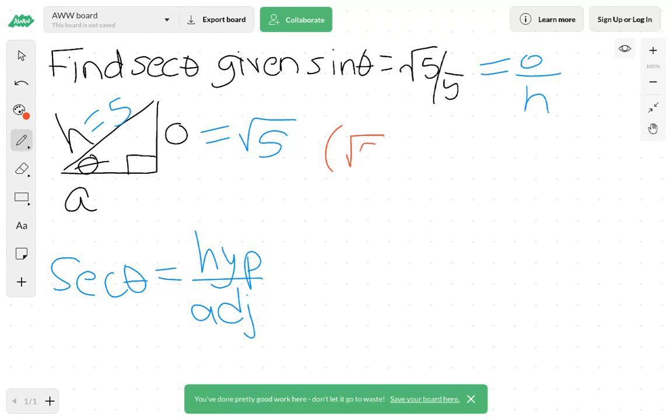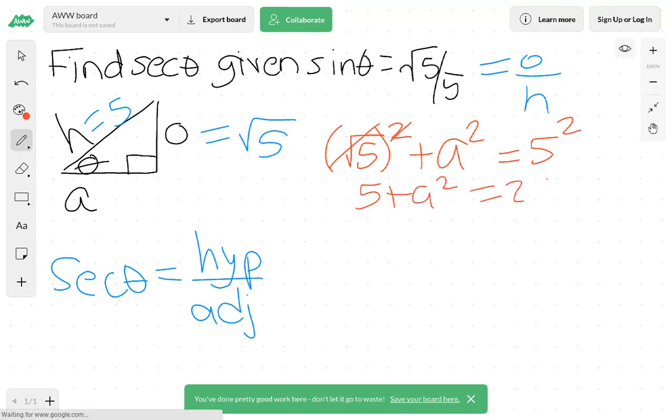My opposite side squared plus my adjacent side, which is what I don't know, squared, is equal to my hypotenuse squared. A square and a square root cancel out to leave a 5, plus a squared equals 25. Subtract 5 from both sides. We end up with a squared equals 20. Take the square root of both.